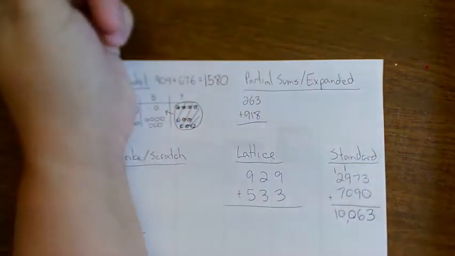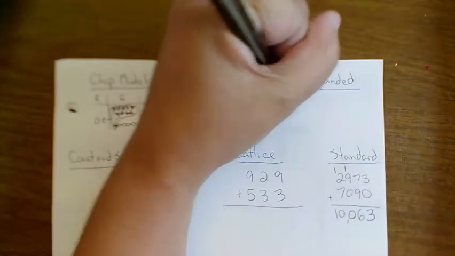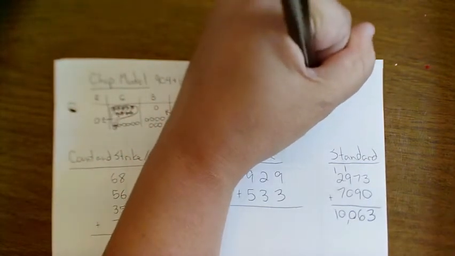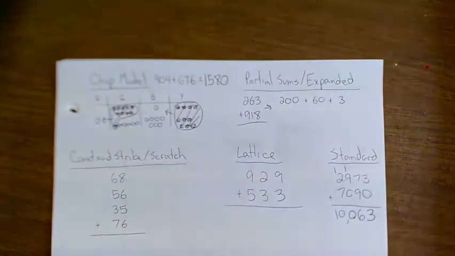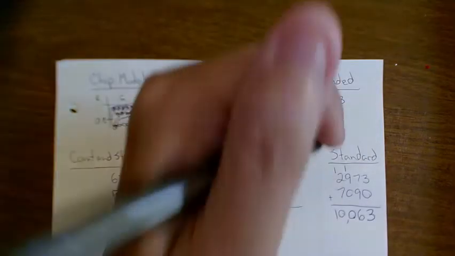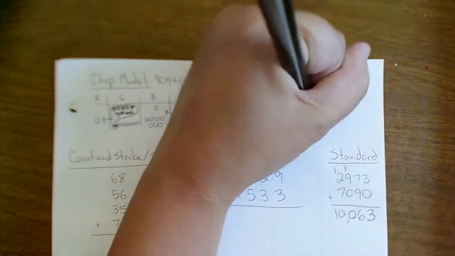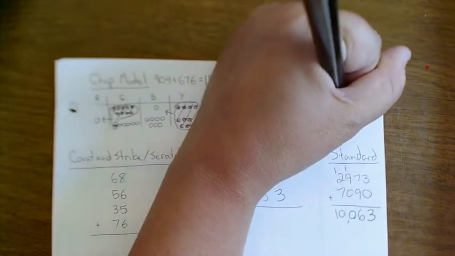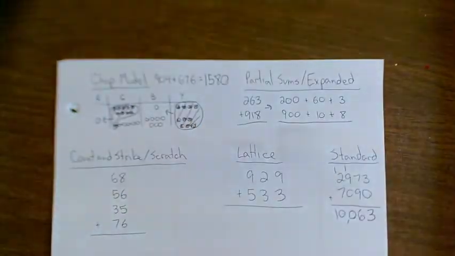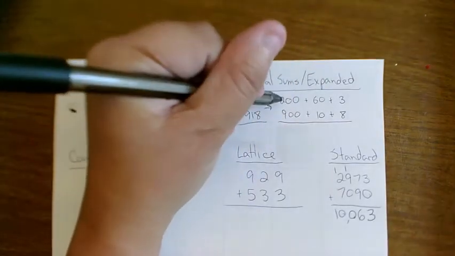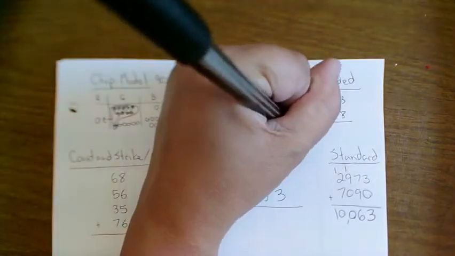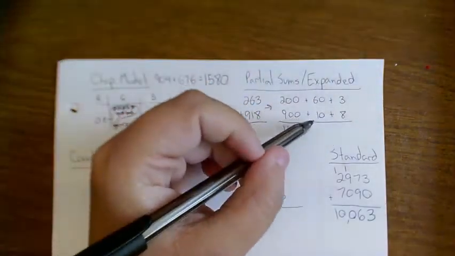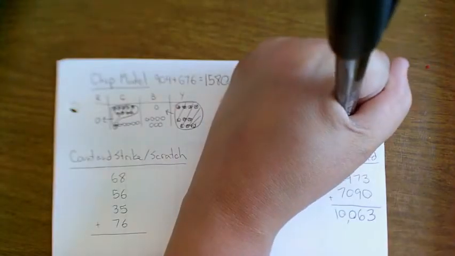So 263, if we expand that out, would be 200 plus 60 plus 3. And then 918 would be 900 plus 10 plus 8. Then we focus on adding each place value, so there is no regrouping, no carrying. So 200 plus 900 would be 1100. 60 plus 10 is 70. And then 8 plus 3 would be 11.